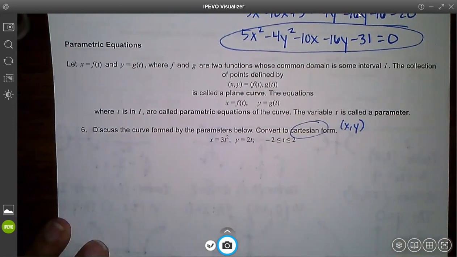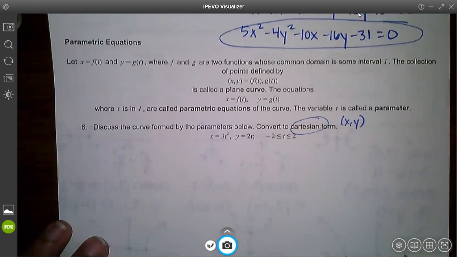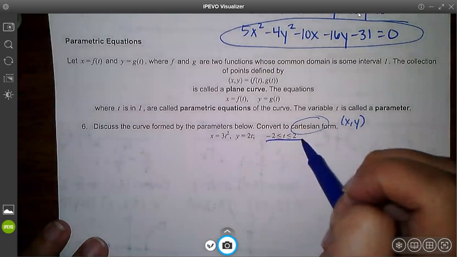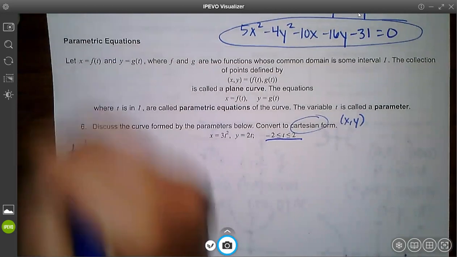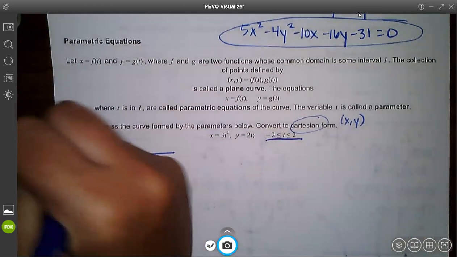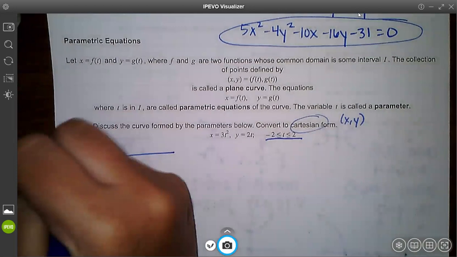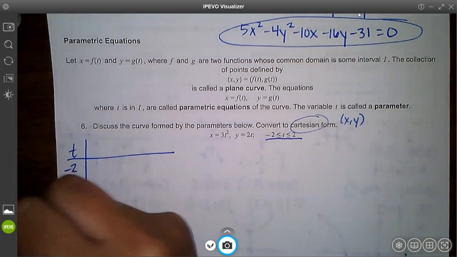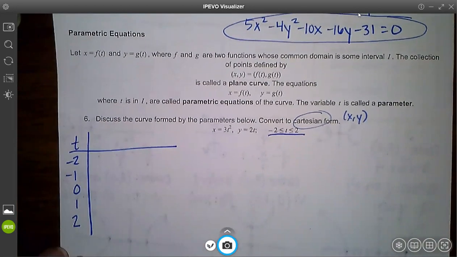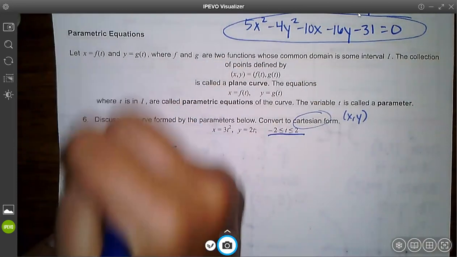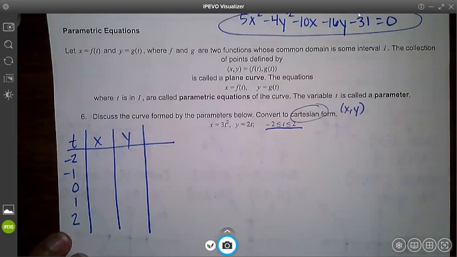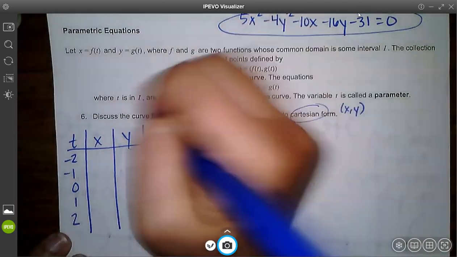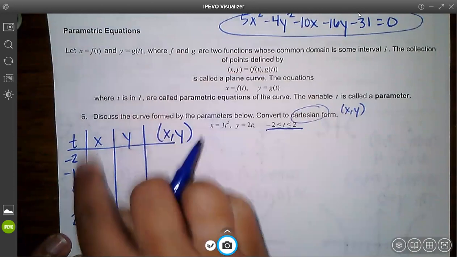So this equation, we have x equals 3t squared and y equals 2t squared. Our t values are from -2 to +2. We're going to create a table where our t values go from -2 to +2. So -2, -1, 0, 1, and 2. And what we're going to do is we're going to plug it into x and to y. And the way we graph this on an xy coordinate plane is by using that coordinate, xy, that's created from the t.